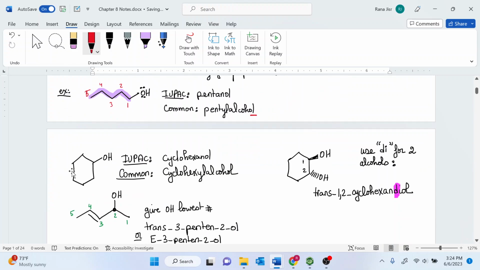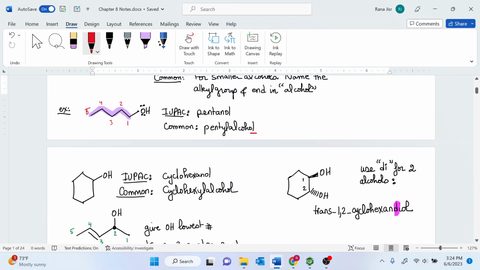So for here, I do have a cycle, so I need to include the cyclo in my name. So this is going to be a cyclohexane, but you're going to drop the E and add an OL, so it's going to be cyclohexanol. The rule says that you cannot have 2 vowels next to each other. So when you write hexane, hexane ends in an E, and then if you want to add the OL, these are 2 vowels next to each other, so you've got to drop 1, so definitely you drop the E. This is the common name, you name it as an alkyl alcohol.